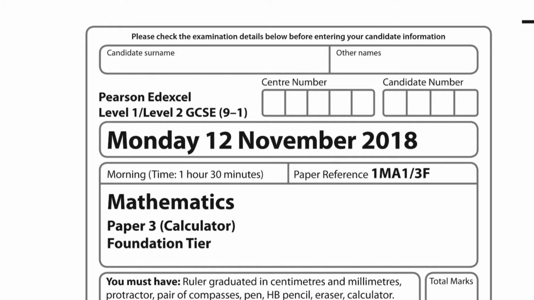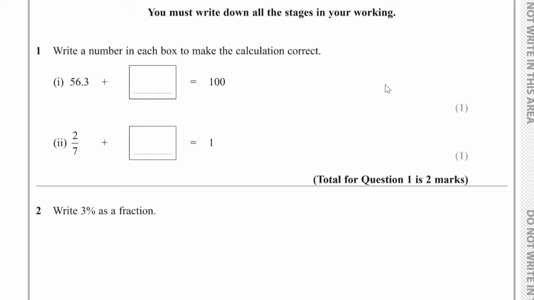This is the Edexcel GCSE 9-1 Maths Foundation Paper 3 from the November 2018 series. Question number 1. We have to write a number in each box to make the calculation correct.